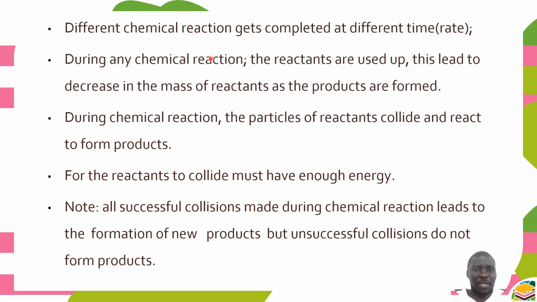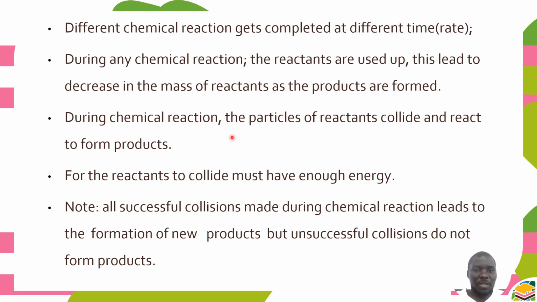Different chemical reactions get completed at different times. Not all of them can get completed, or occur, in the same period of time. So during any chemical reaction, the reactants are used up. As the reactants are used up, this leads to a decrease in the mass of the reactants. So what will happen if the reactants are being used up and the mass is decreasing? The products are going to be formed and the mass of the product is going to be increasing.